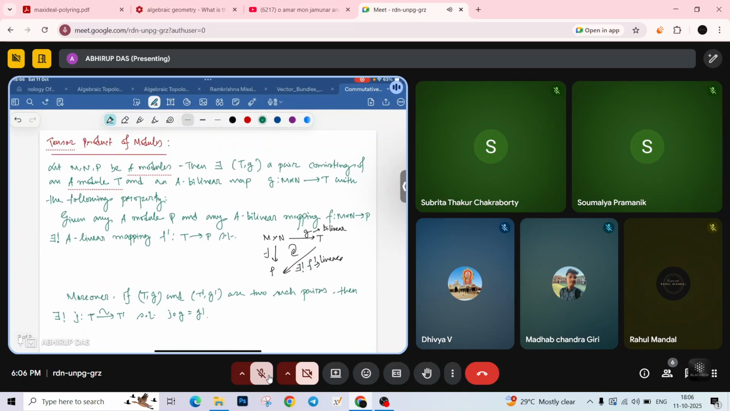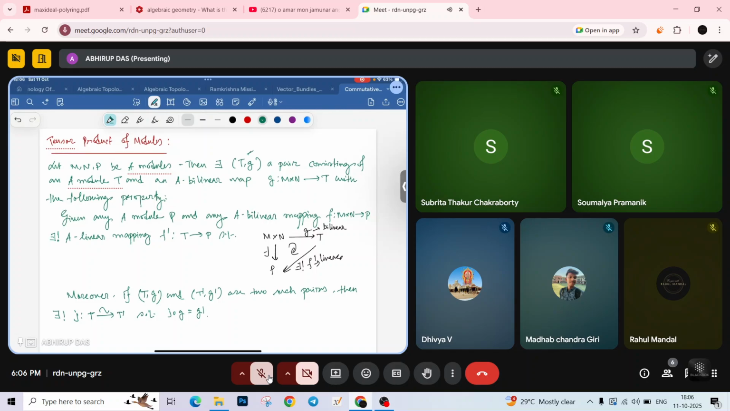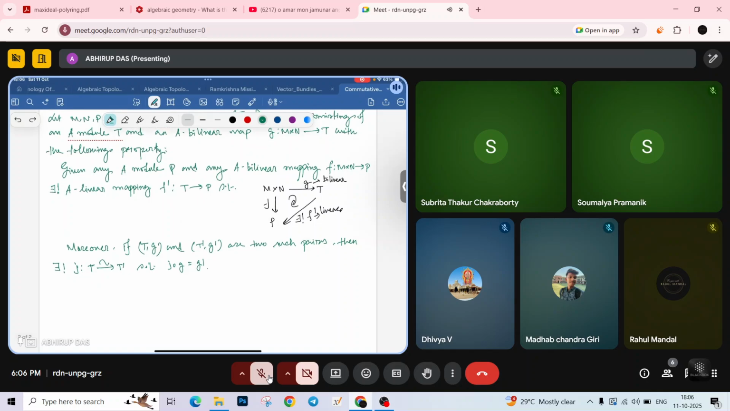So the last property says this thing is unique up to unique isomorphism, right? Not only are T and T prime isomorphic, there is a unique isomorphism via which they are isomorphic. Like, I mean, there can be more than one isomorphism between two objects, right? But this is much stronger. They are unique up to unique isomorphism.